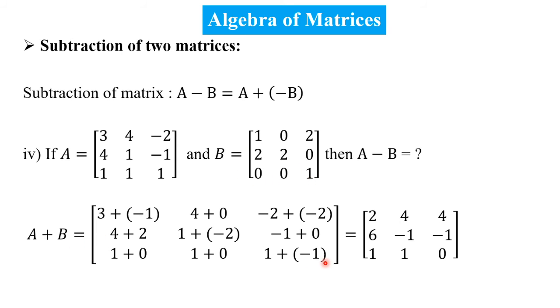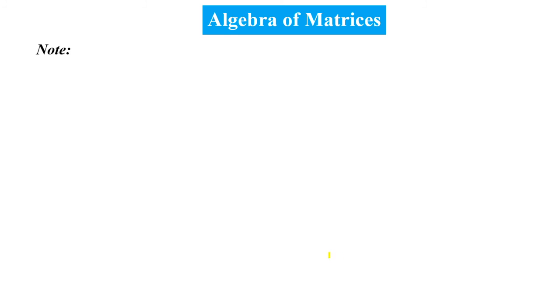And we have to find that 3 plus minus 1 is 2, 4 plus 0 is 4, minus 2 plus minus 2 becomes minus 4. Then 4 minus 2 is 2, 1 plus minus 2 is minus 1, minus 1 plus 0 is minus 1, and then 1, 1, 1 plus minus 1 is 0. Okay, let us see the notes.